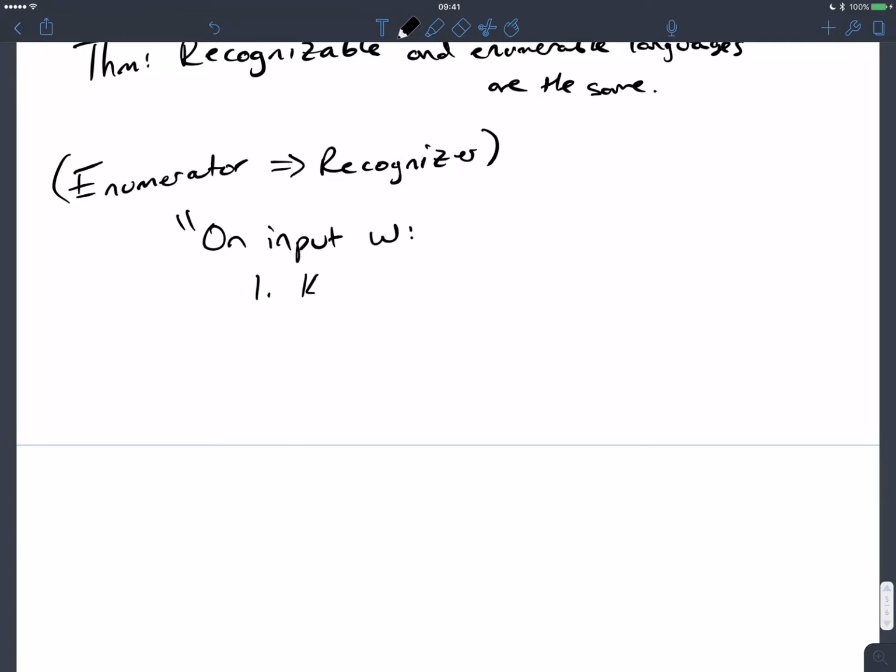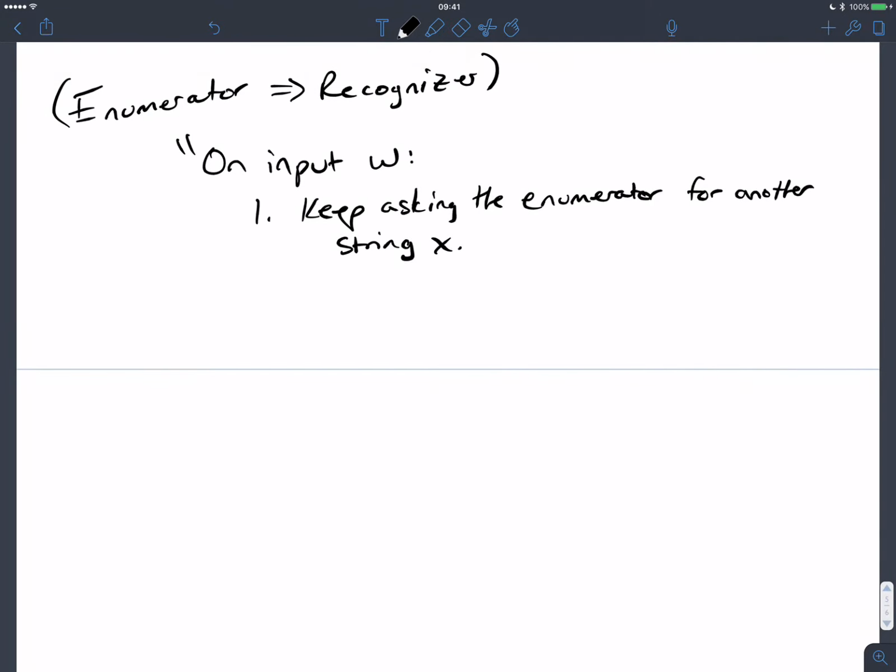So keep asking. This is very low level. Keep asking the enumerator for another string x. So I asked the enumerator one more time to print one more string out on the tape, and then now we need to just check if that was the string that I was given as input.